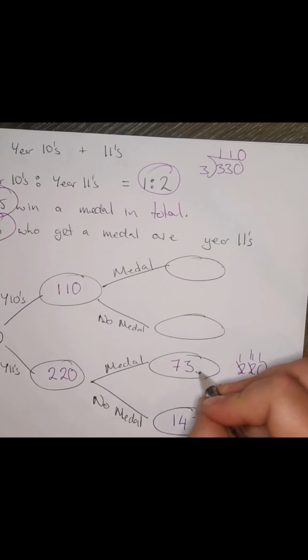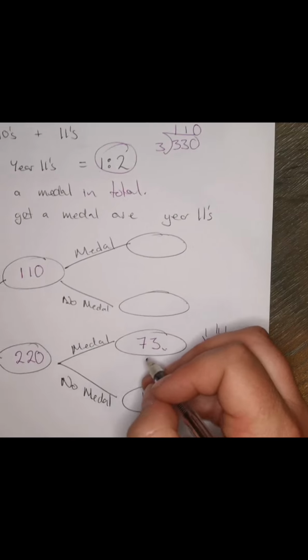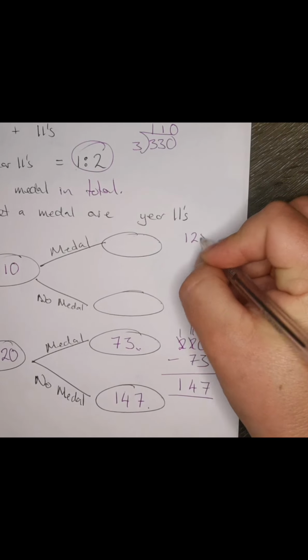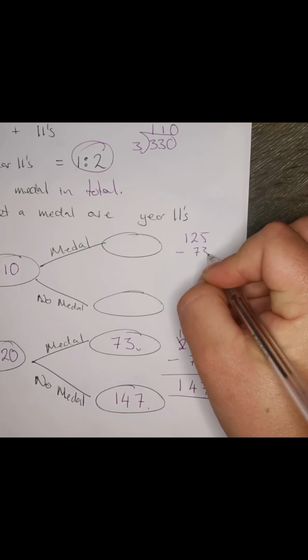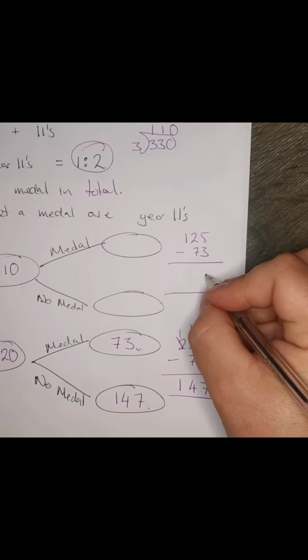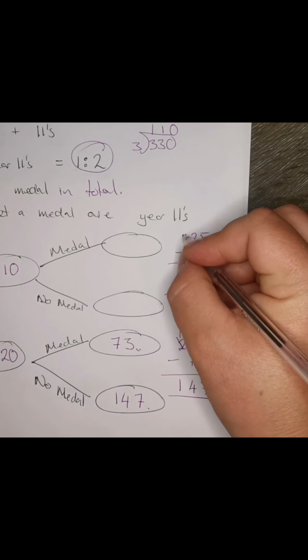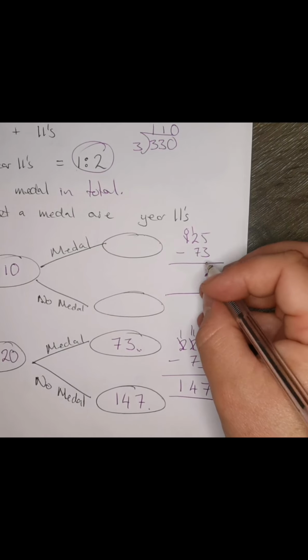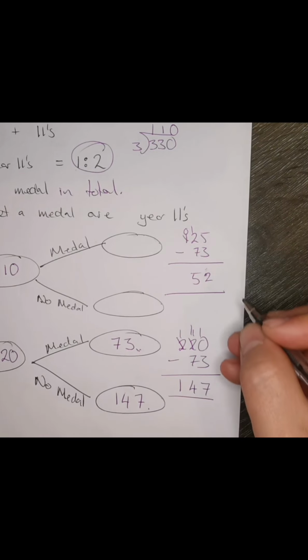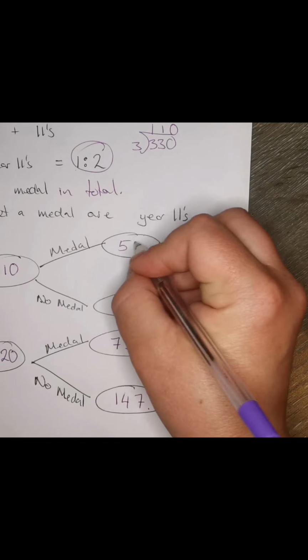So then, going back up here, 125 win a medal in total. I've got 73 with a medal there, so let's do 125 take away 73. 5 take 3 is 2, and then 2 take 7 would be negative, so borrow, but it's still just 12 take 7, 3, 4, 5, so that must be 52 who win a medal.